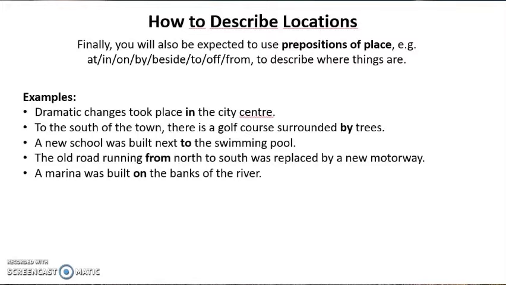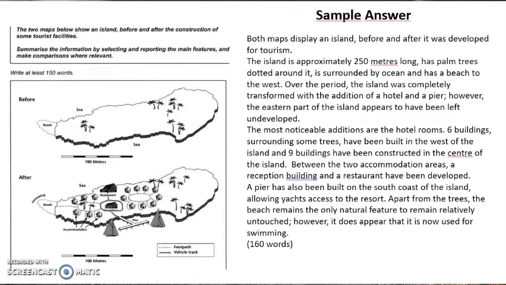Now the last section of our lesson is a sample answer. As you can see here, we have two maps. The two maps there, that's the question. The two maps below show an island before and after construction of some tourist facilities. Summarize information by selecting and reporting the main features and make comparisons where relevant.